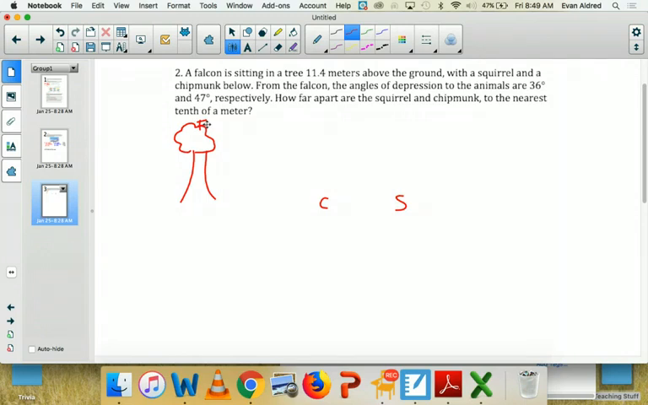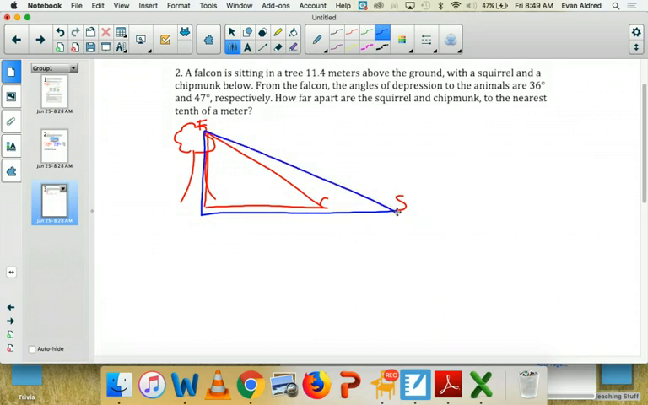So when we draw our diagrams, we'll use red for the chipmunk, and we'll use blue again, that was fine last time, for the squirrel. And these two triangles both contain right angles. So our diagram looks something like this.